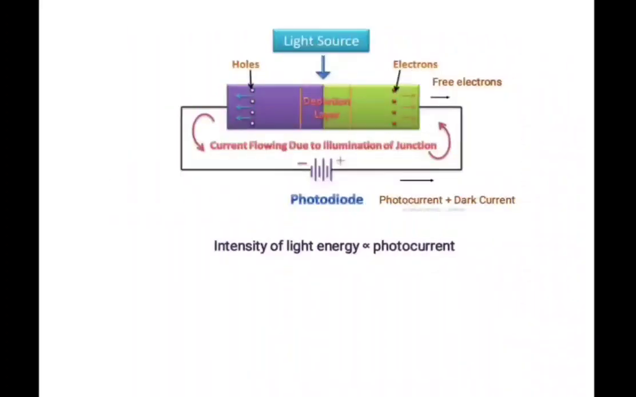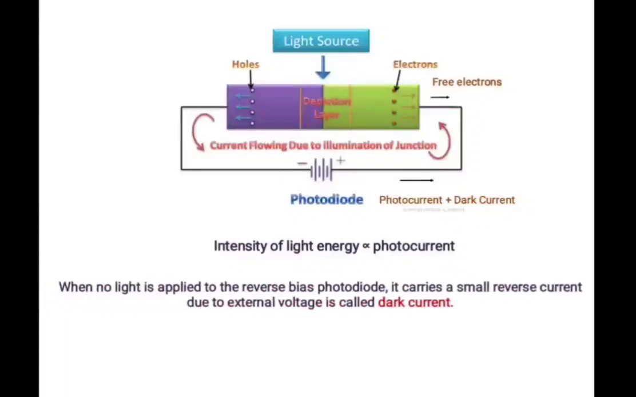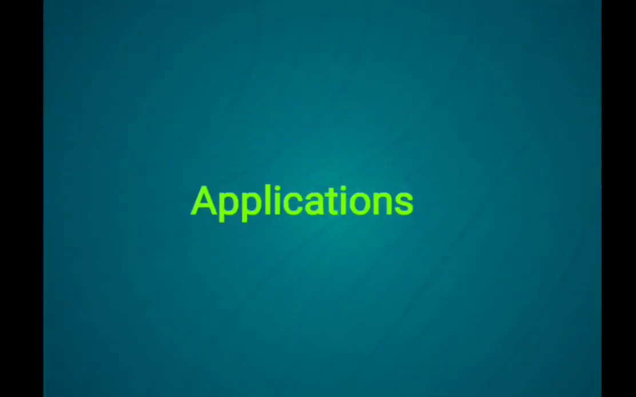The intensity of light energy is directly proportional to the current through the device. When no light is applied to the reverse bias photodiode, it carries a small reverse current due to the external voltage, called dark current. The total current through the photodiode is the sum of the dark current and the photocurrent. Photodiode technology has many applications and is widely used nowadays. I will discuss in detail some popular applications of photodiode.